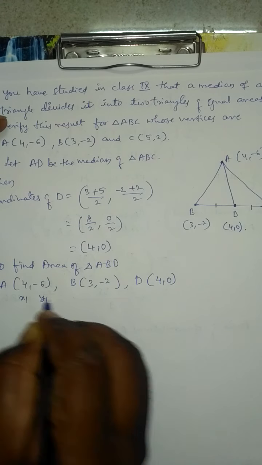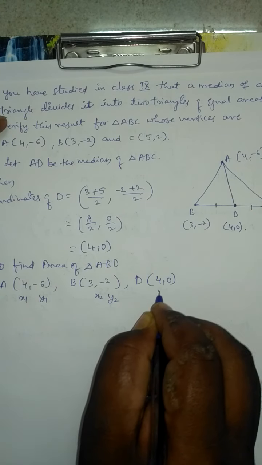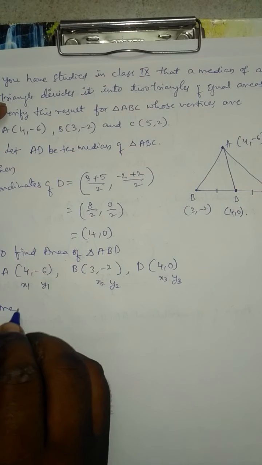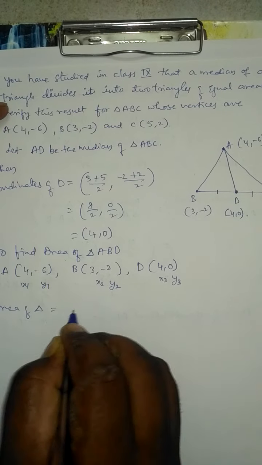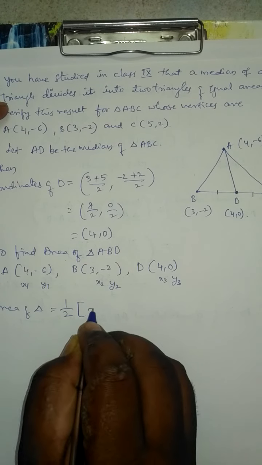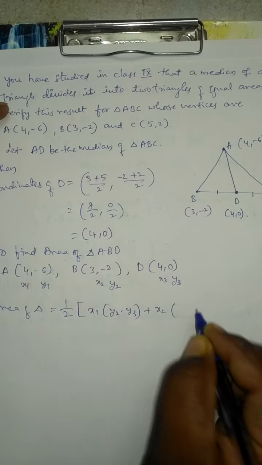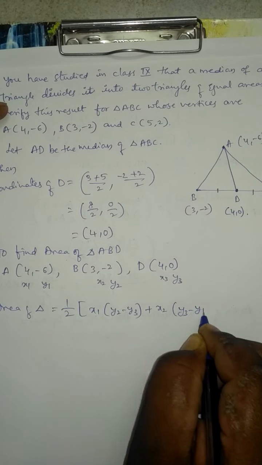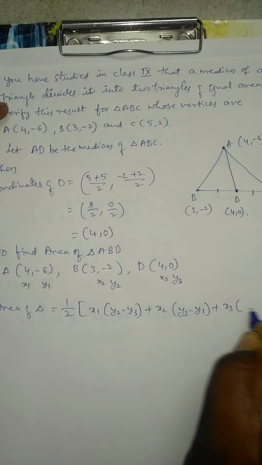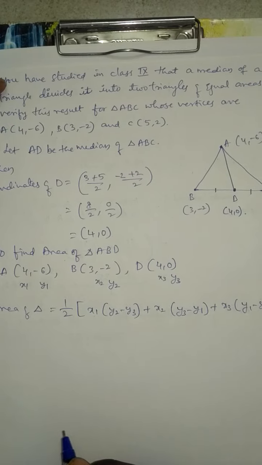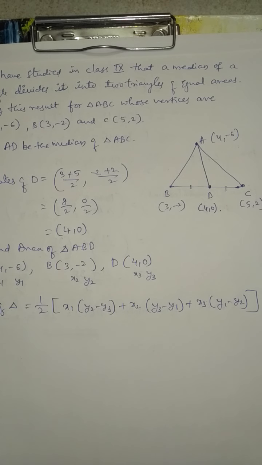This is x1 y1, x2 y2, x3 y3. So the area of triangle is equal to what? The area of triangle formula says half into x1 into y2 minus y3 plus x2 into y3 minus y1 plus x3 into y1 minus y2. So this is the area of triangle formula. In this formula, we have to substitute the values of x1 y1, x2 y2 and x3 y3.